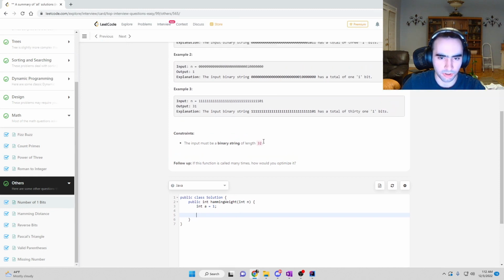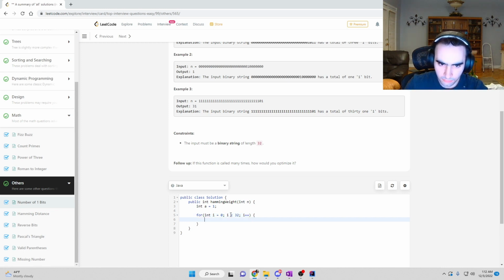But this will be a 32-bit integer. So we're going to be doing a loop of 32, right? So int i equals 0, i is less than 32, i plus plus. And each time we're going to be checking if our n and our a, if it doesn't equal 0, right?